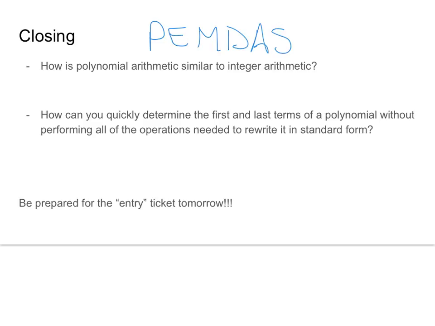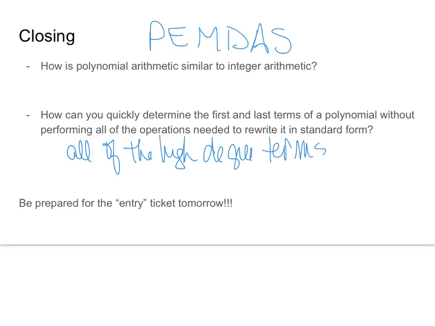I analyze all of the high degree terms first, then the constants. Because if we're writing it in standard form, your highest degrees are going to be at the beginning and your constant will be at the end.